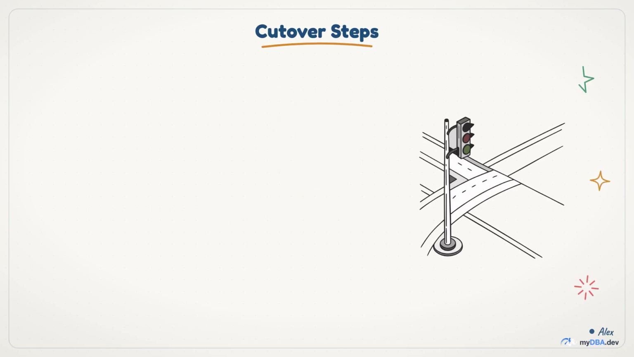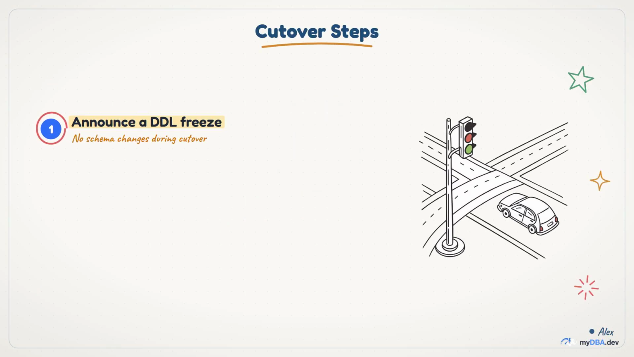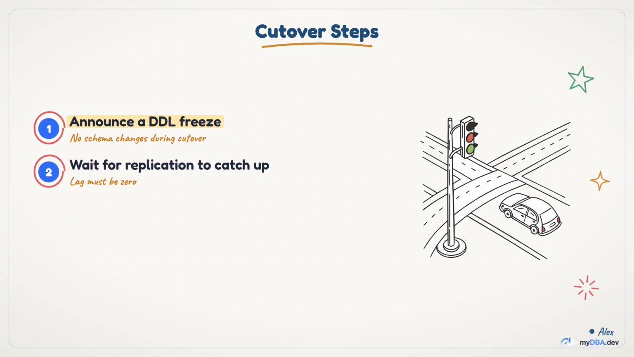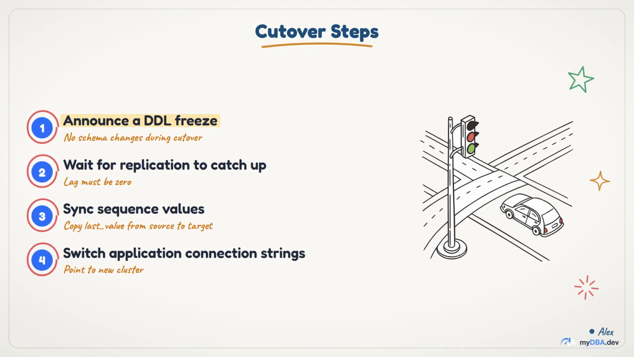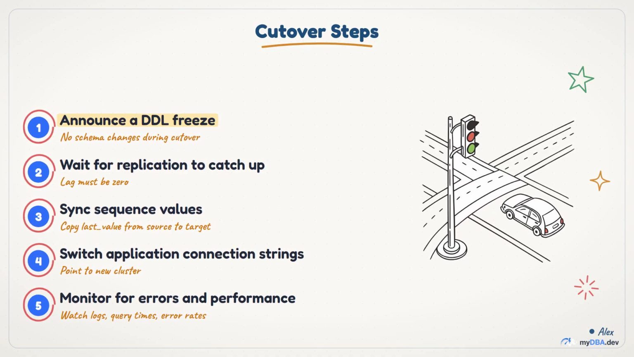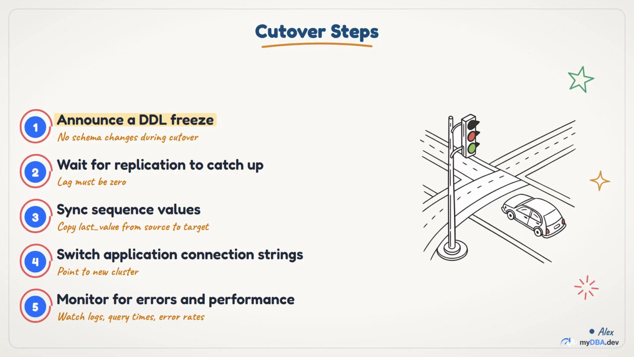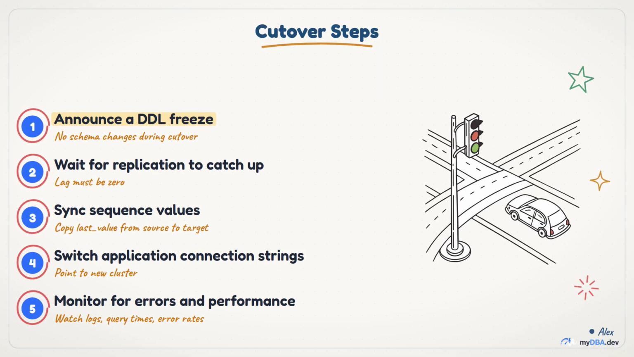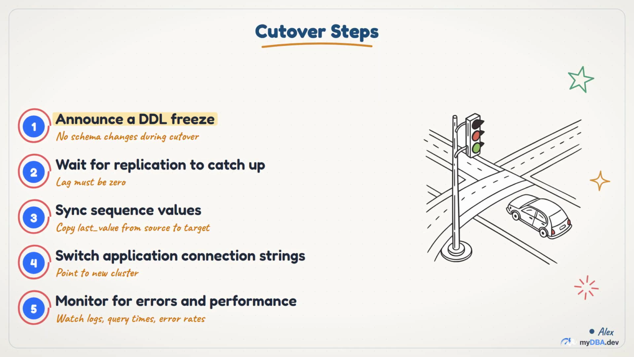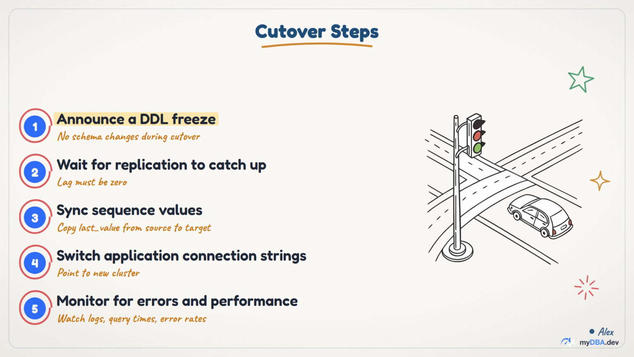Step 1 is announcing a DDL freeze, no schema changes from this point forward. Then you wait for replication lag to hit 0 and stay there for a few minutes. Next comes the critical step, syncing sequences. Logical replication doesn't replicate sequence values, so you have to manually copy the last value of every sequence from source to target. How do we do that without causing gaps or collisions?